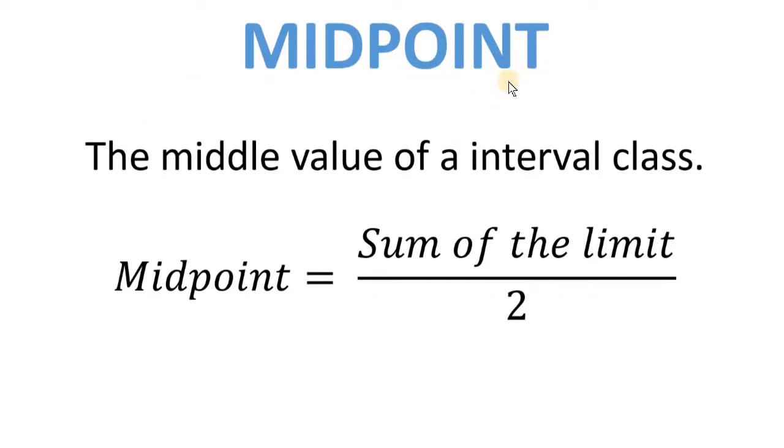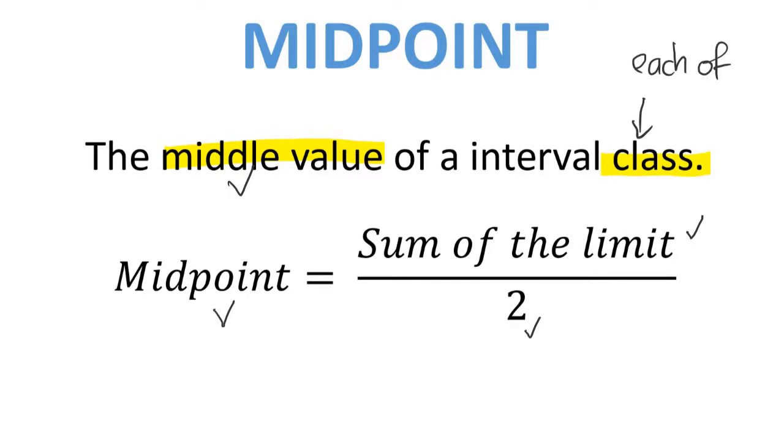Okay, then midpoint. Midpoint is the middle value for every class interval. Midpoint refers to each of the classes, the middle values. So every different class will have a different value. We can calculate the midpoint by using the limits of the class added together and divided by 2.